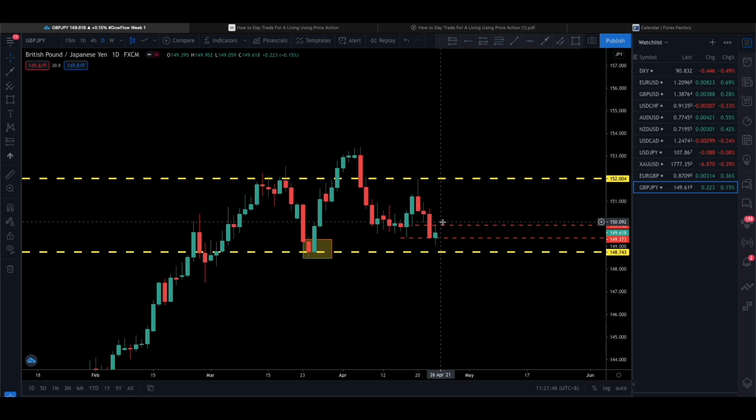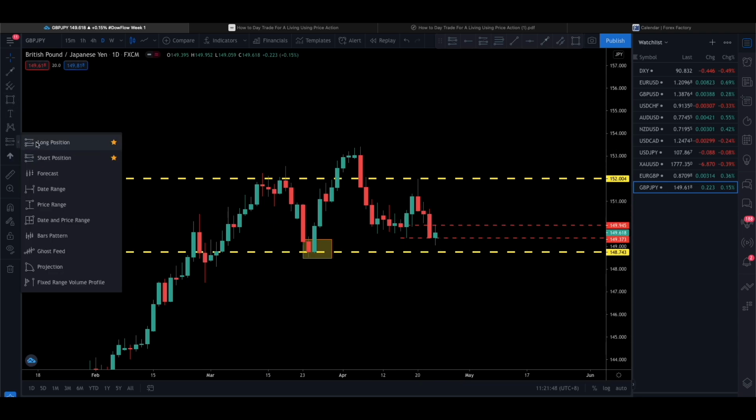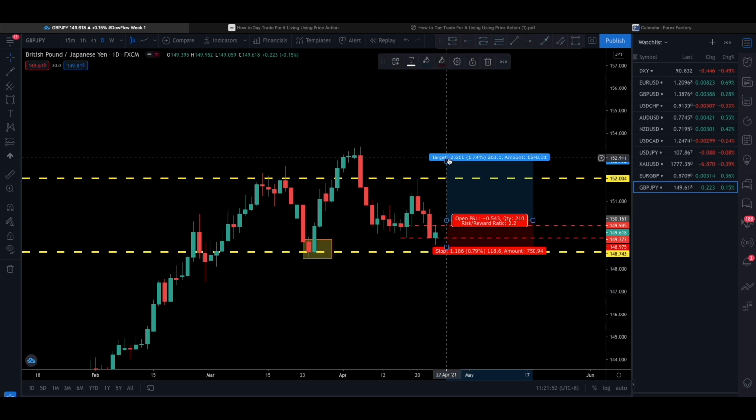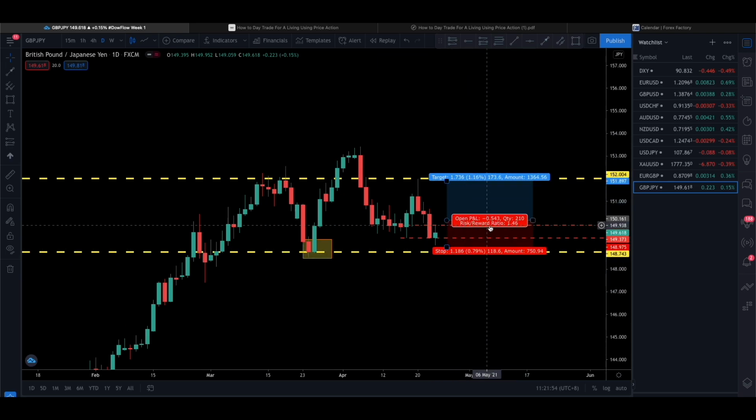If you take the trade, let's say you are able to get in something like this. Let me just show you something like this, and you target here. You still get a pretty decent risk to reward. It's not the best, but it's still a decent setup.